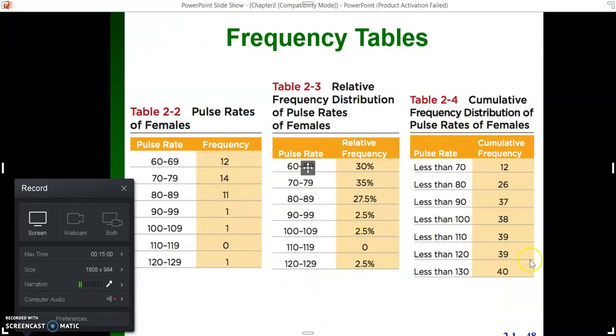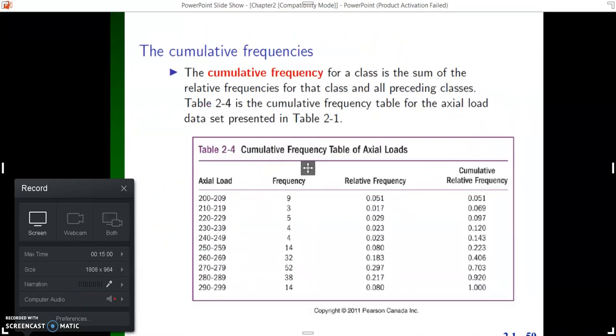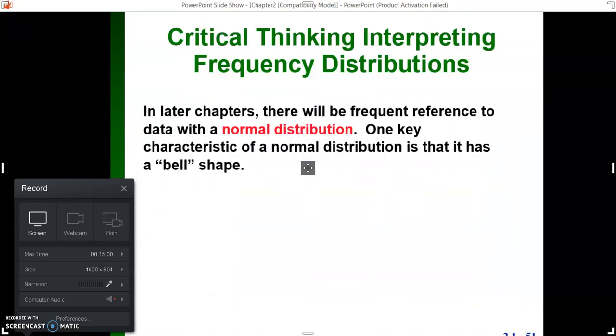So you can see all in one, there are three tables representing frequency, relative frequency and cumulative frequency. So here's an example. Right, critical thinking: interpreting frequency distributions. After you create your relative or frequency table, how can you show them? For that, we are going to introduce the histogram.